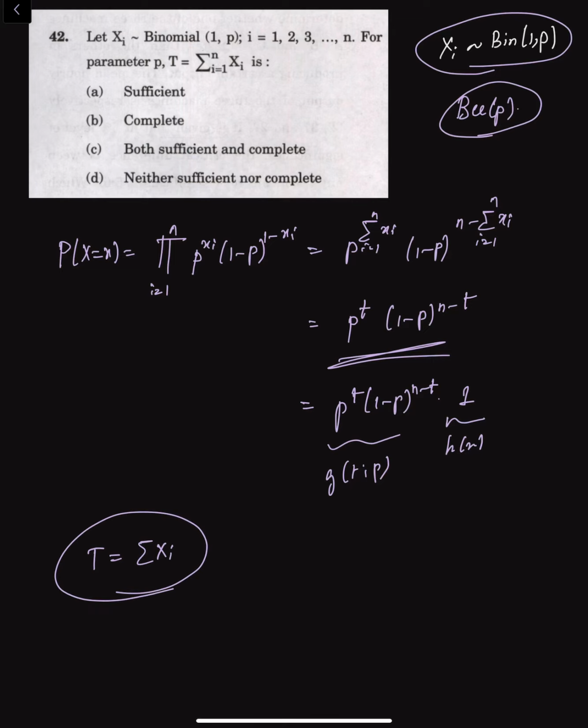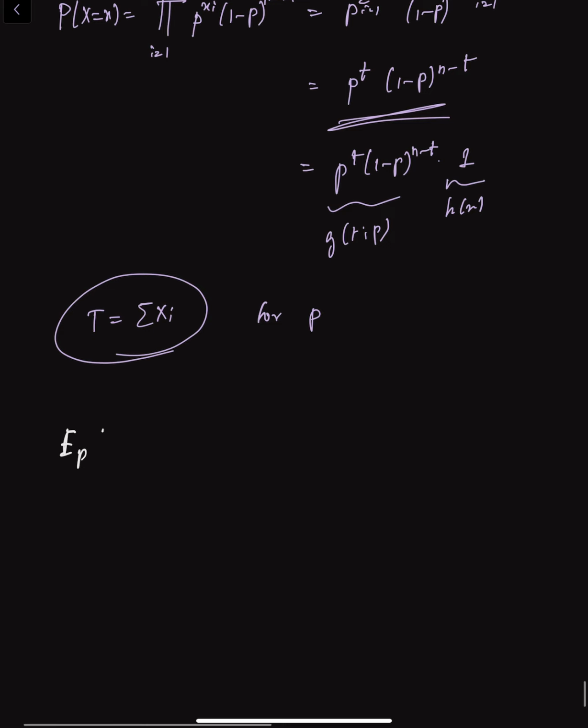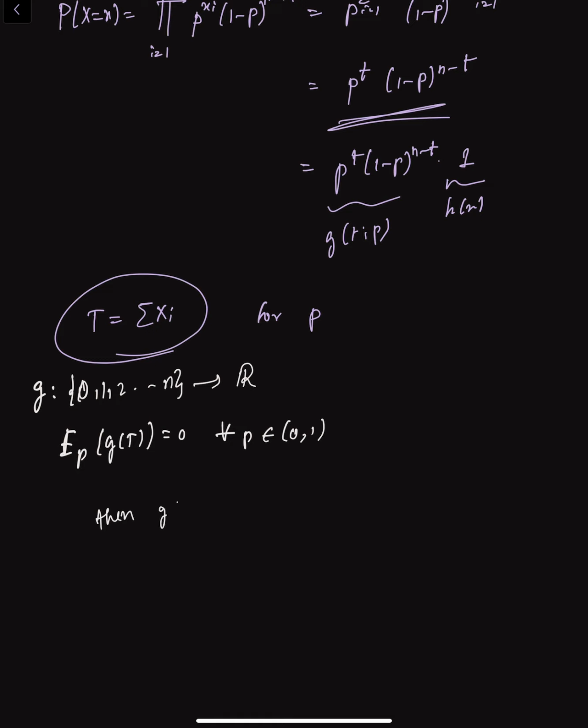T, which is summation of xi, is a sufficient statistic for p. Now, in order to show completeness, we need expectation of p, z of t, equals 0 for all p belongs to (0, 1). Basically we must show that if a function z of t, where t can take values 0, 1, 2 and so on till n, satisfies this expectation for all p belongs to 0 to 1, then z of t is equal to 0 with probability 1.